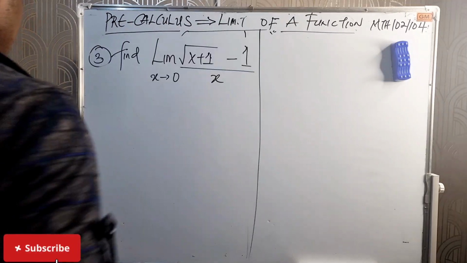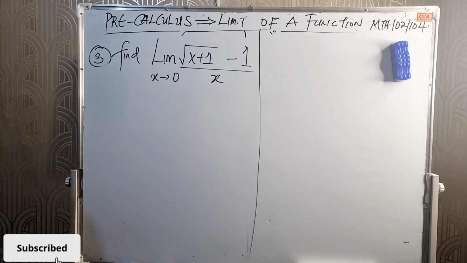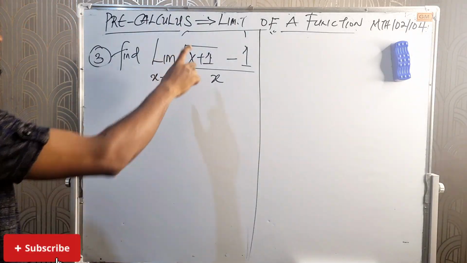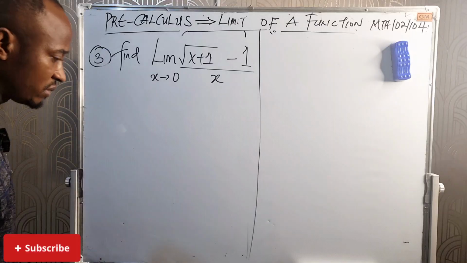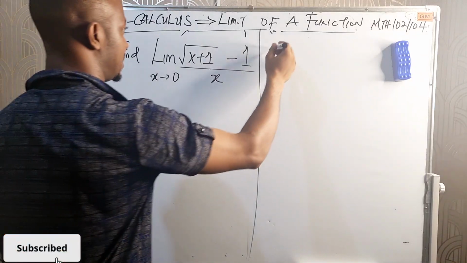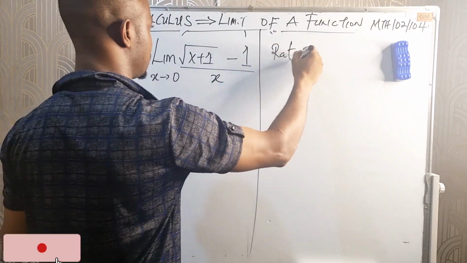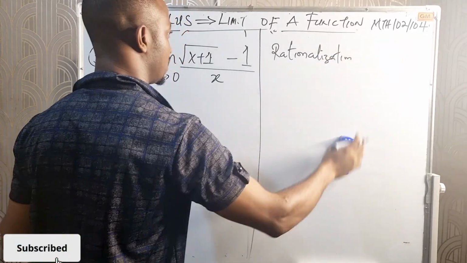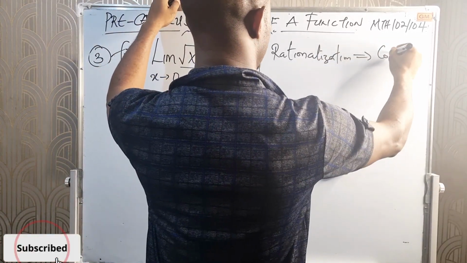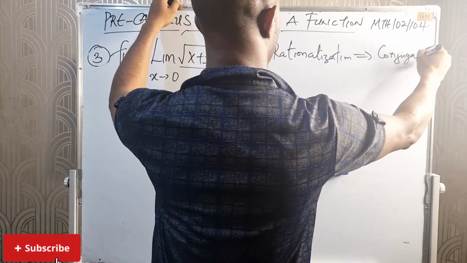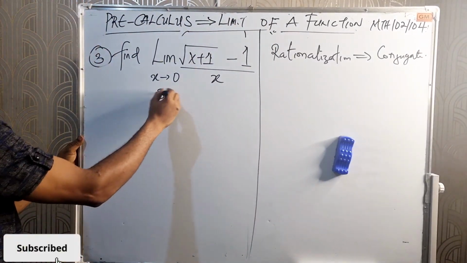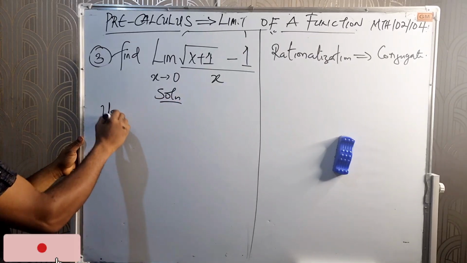Look at this question here that says, find the limit of root x plus 1 minus 1 divided by x. Now, in this case, we are given a square root. Whenever we are given a square root, what should come to your mind is the rationalization method. We also call this the conjugate method.